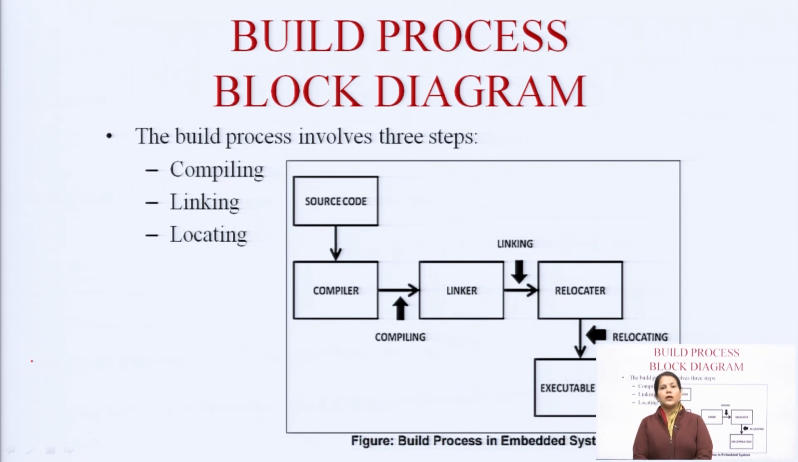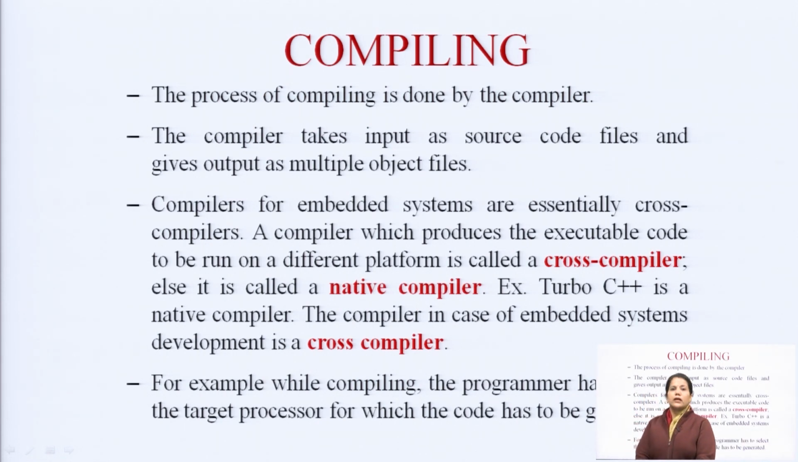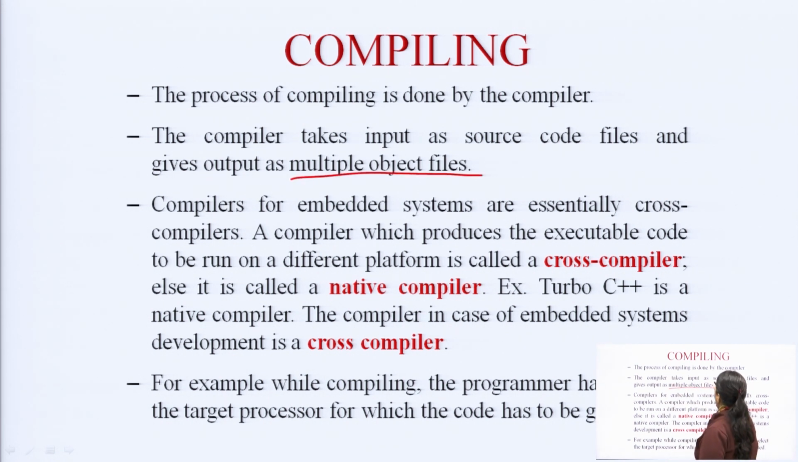So, basically in the build process, the main three parts which are working are compiler, linker and locator, and correspondingly these are the three processes, that is, compiling, linking and locating. Let us understand these processes one by one. The process of compiling is done by the compiler. The compiler takes the source code files as input and gives multiple object files as output.